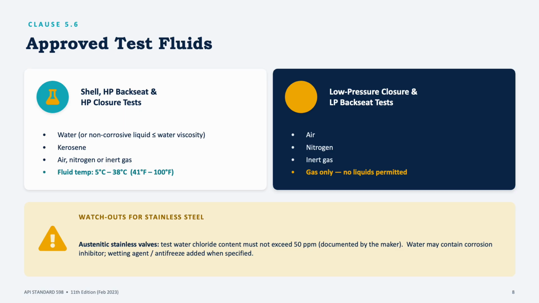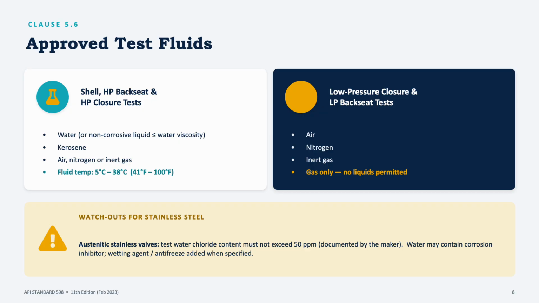Approved test fluids for shell, high pressure backseat and high pressure closure tests are water or non-corrosive liquid, kerosene, air, nitrogen or inert gas, and the fluid temperature should be 5 degrees to 38 degrees centigrade, or 41 degrees Fahrenheit to 100 degrees Fahrenheit. For low pressure closure or low pressure backseat test, the medium to use is air, nitrogen or inert gas, gas only; no liquid is permitted.